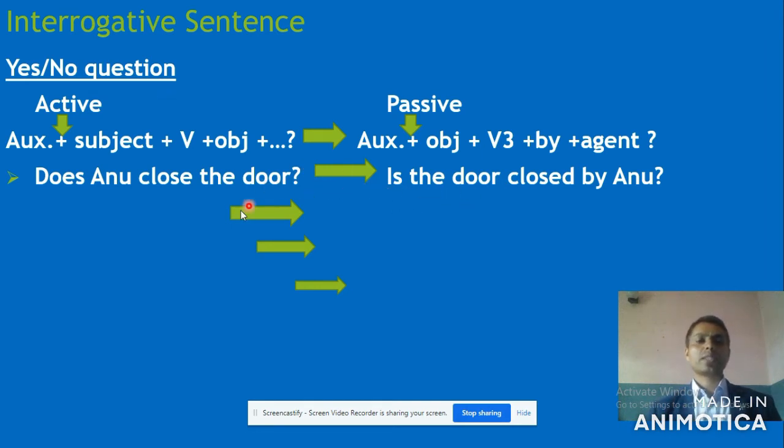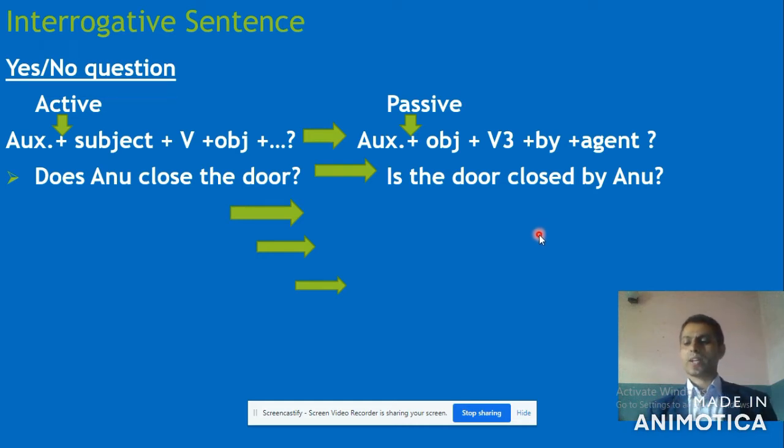So according to the new sentence, the object becomes the subject here. According to the singular subject, we have to use "is". Is the door closed by Anu? Verb 3, the past participle form of the verb, closed, by Anu. Alright, my dear student.